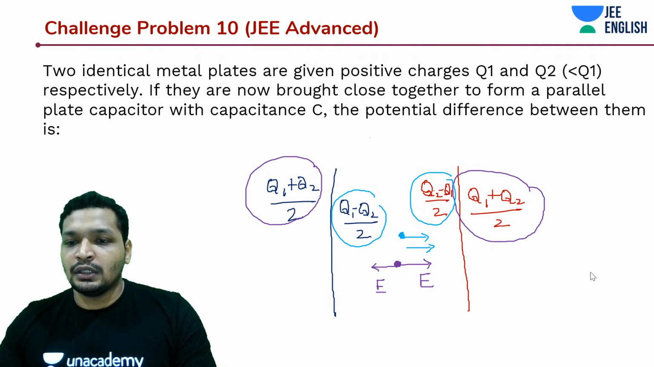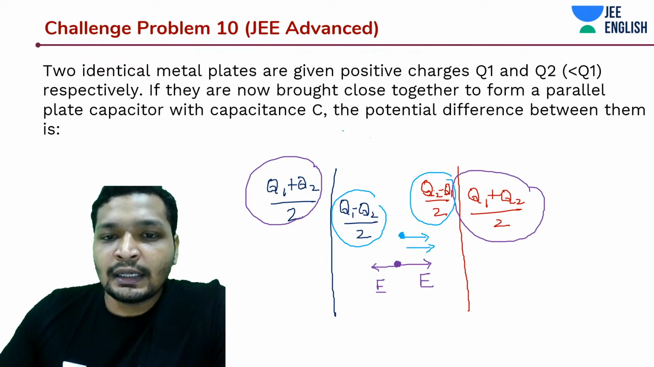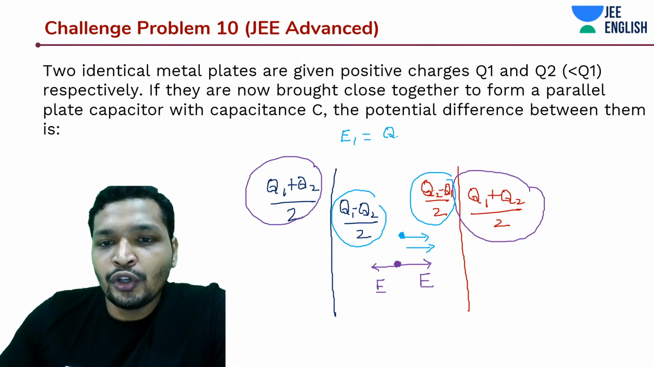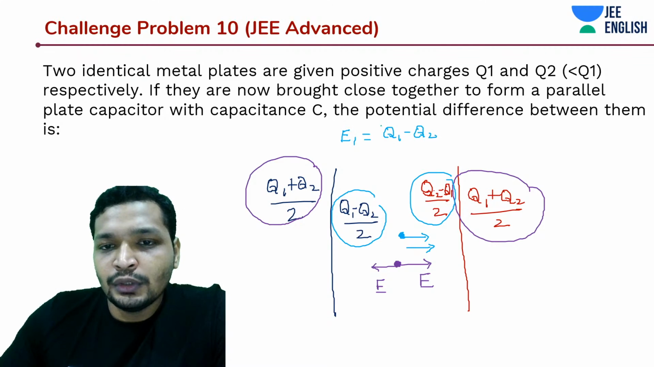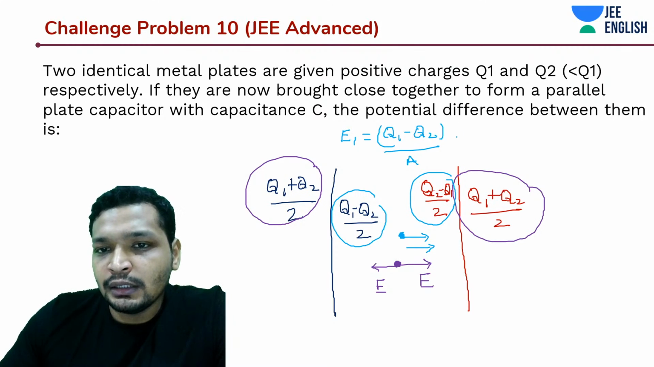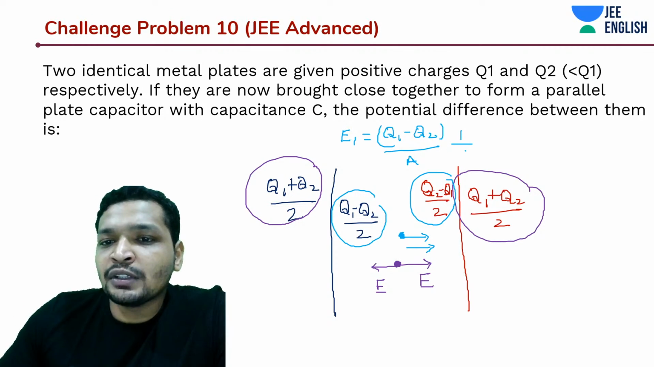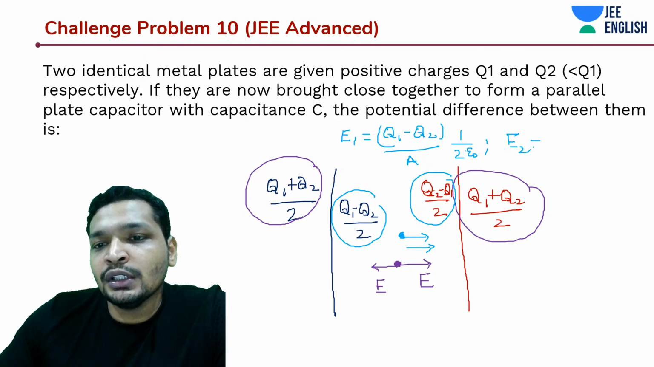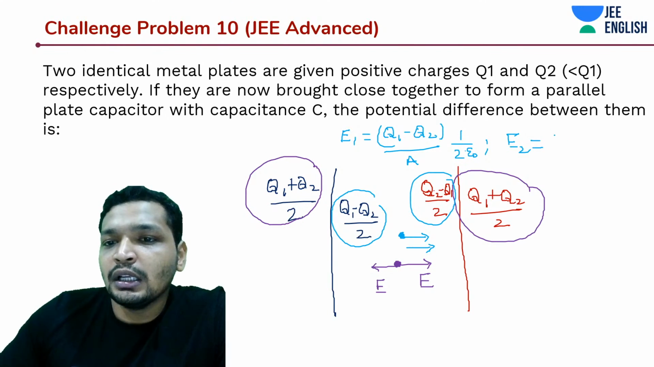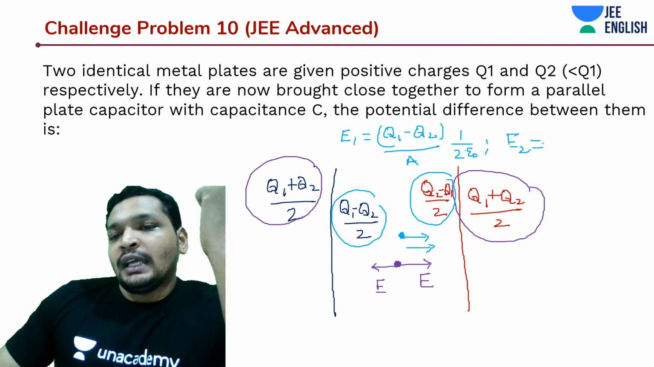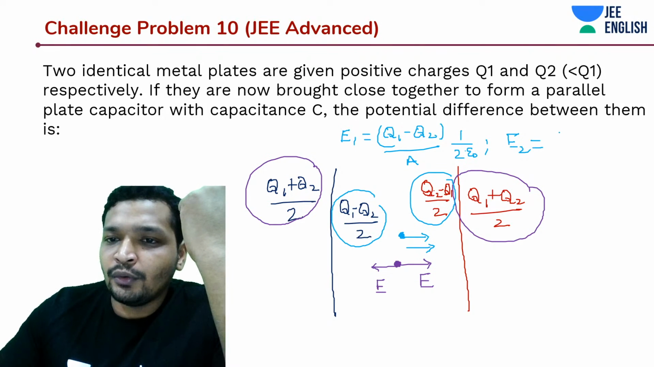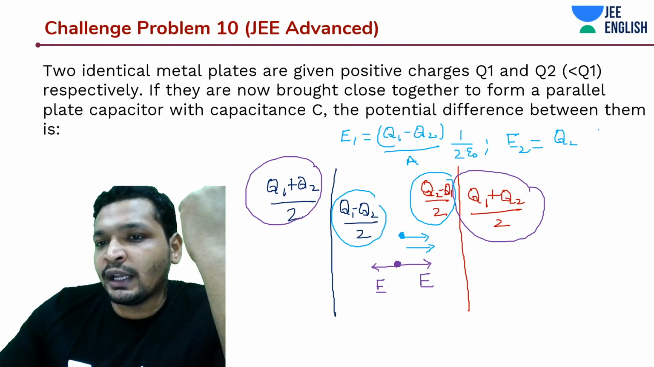Let's continue this. So I'm going to say the electric field due to 1 is how much? Q1 minus Q2 divided by A, this is sigma by 2 epsilon naught. Yes, Vanshika, you are correct. And now what is E2? E2 is nothing but, in the opposite direction, I would write it down as Q2 minus Q1 by 2. This is actually in the negative direction, if you have noticed.